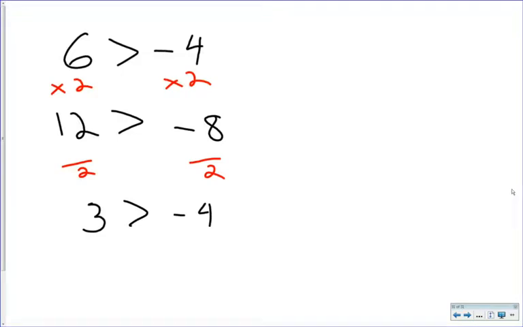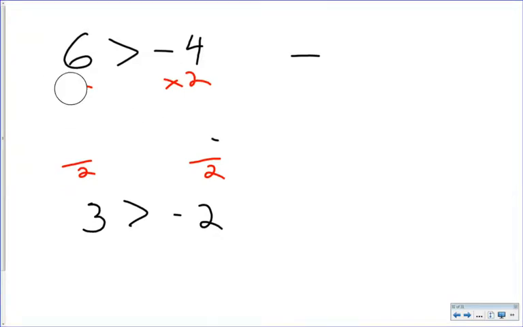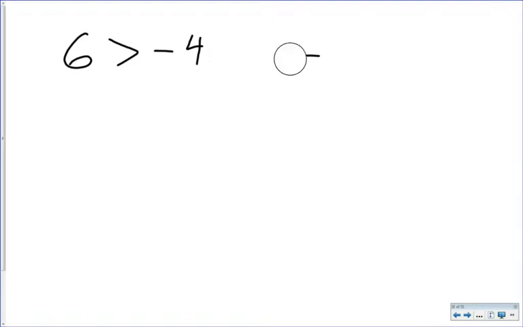Here's the exception. Let's put a negative number on this side. Oh, sorry, this would be -2, right? 4 divided by 2. And this would be 6 divided by 2, which is 3. I should have erased that one. That's why it was confusing. See, watch. If I erase this, then it should make sense. 6 divided by 2 is 3. 4 divided by 2 is 2. Negative. Okay.